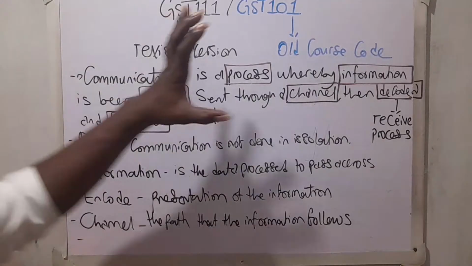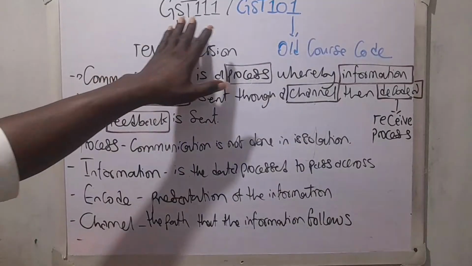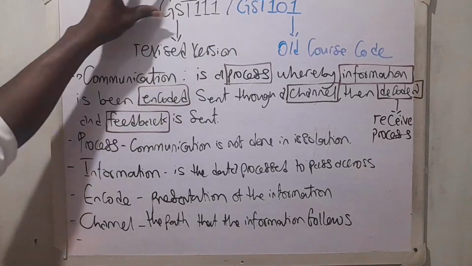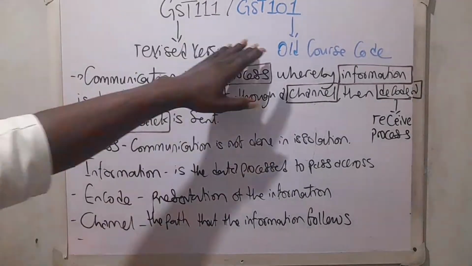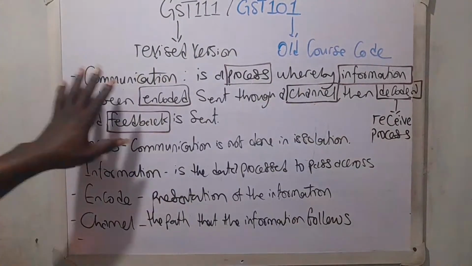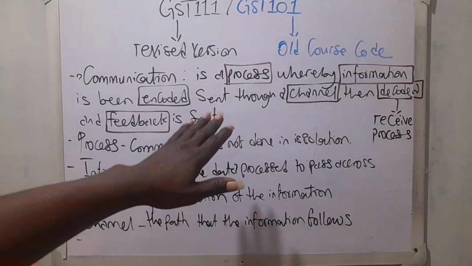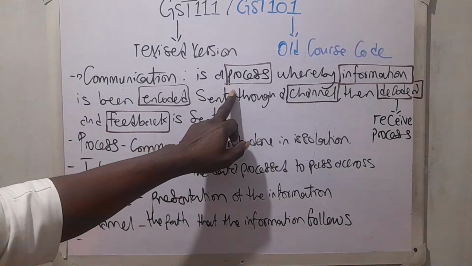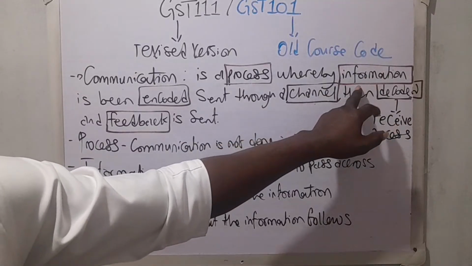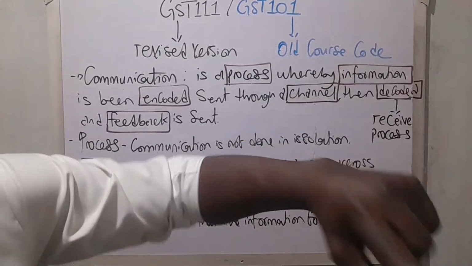With this class, I believe you have a proper understanding of the revision and the update on GST101 and GST111, the difference between the two courses. We've also talked about communication, and we have considered the recipe that makes up communication: the process, information. Remember, we also talked about data when we were talking about information. So I'm giving you a prompt into GST103, Computer Fundamentals, because we're going to treat that when we get to that course.